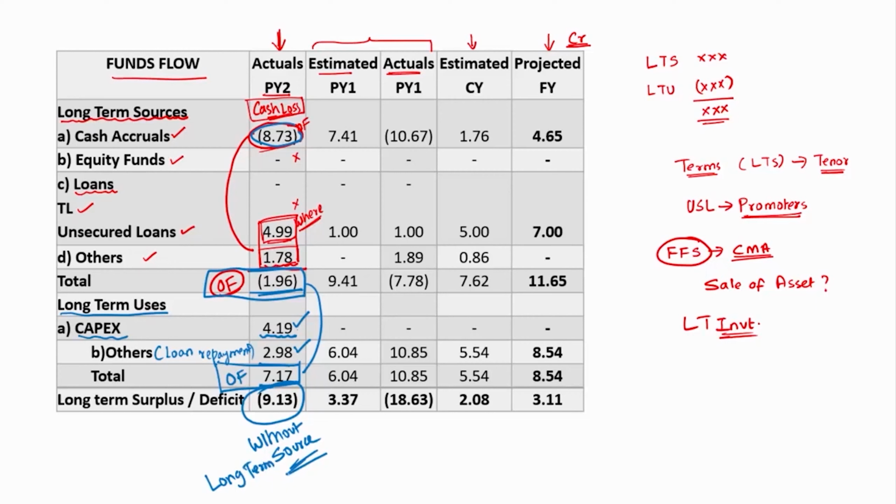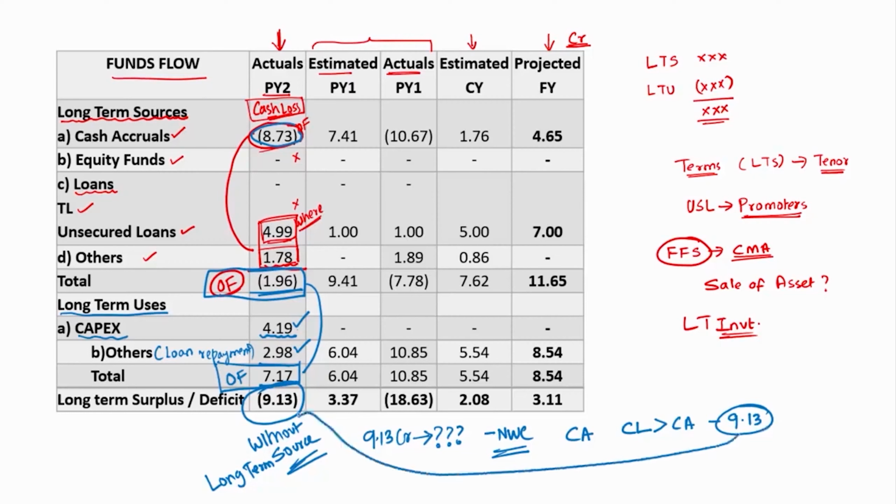Now this is a serious situation, because from where they got this money? They have a deficit of 9.13 crore. The question is, from where they got this money? Simple, it is negative working capital. It means they had current assets, but they had current liabilities, and these current liabilities are greater than current assets by 9.13 crore. So they have current liabilities greater than current assets by 9.13 crore, and that current liability was used for funding this deficit. So what's the big deal here?